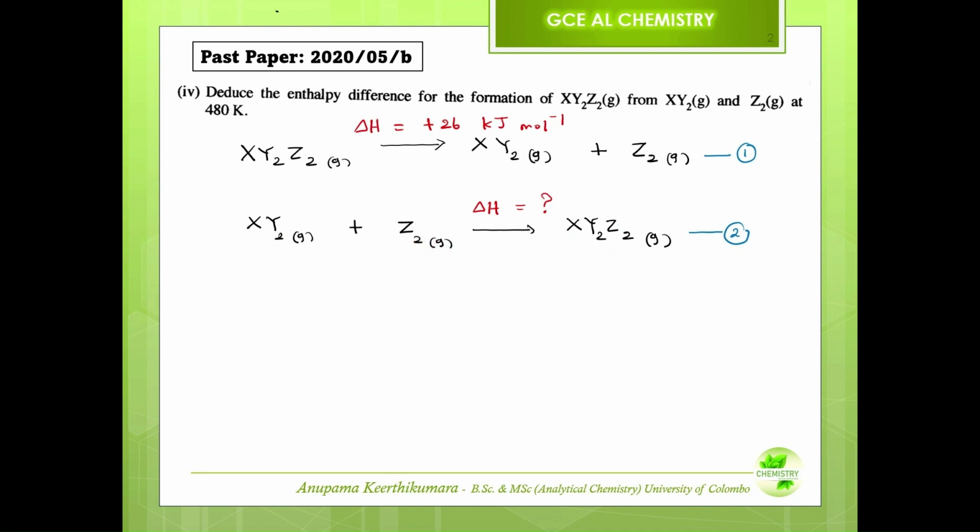The second reaction is the reverse reaction of the first equation. For these type of equations, the enthalpy change is the same as previous with the opposite sign. Therefore, the enthalpy change is 26. The sign is now negative. It's minus 26 kilojoules per mole. That is the answer for the question number 4.